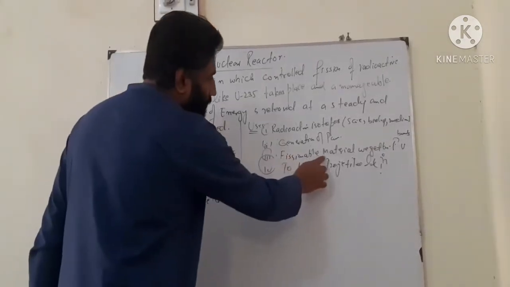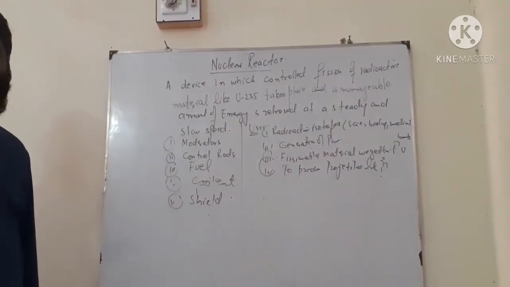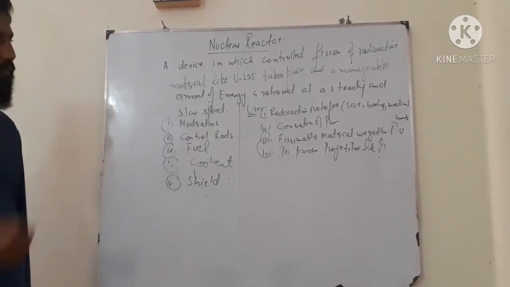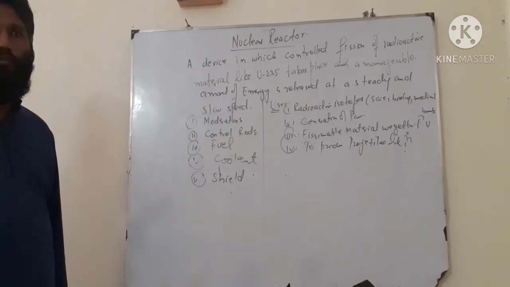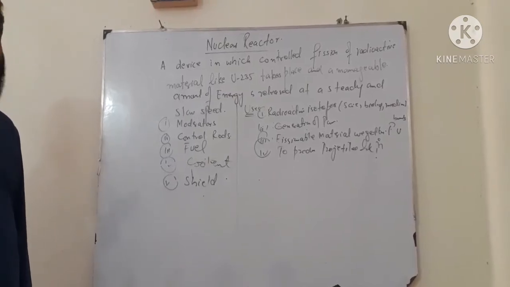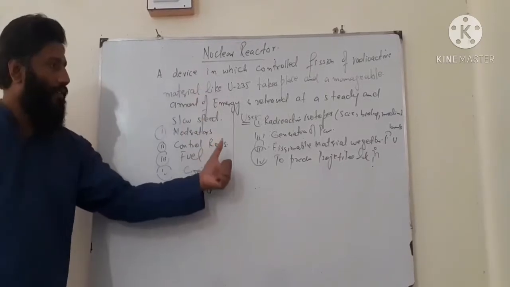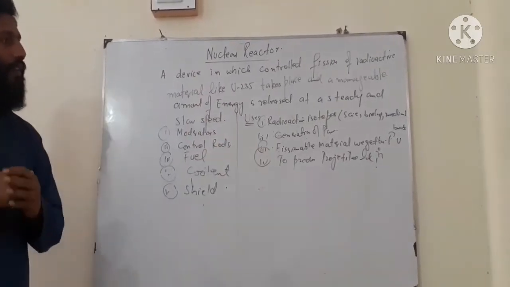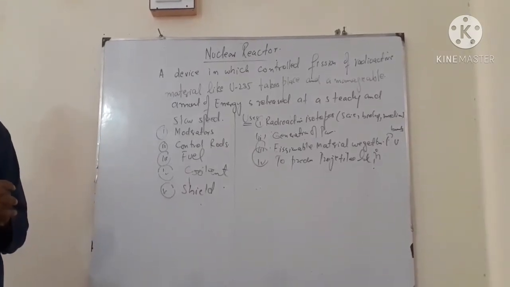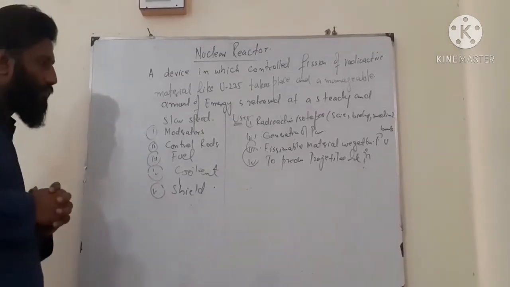Next, we get fissionable material. Sometimes nuclear reactors give us fissionable material that is used in atomic bombs. For example, plutonium. You know that the plutonium bomb is a nuclear bomb, and plutonium we can get from breeder reactors. So nuclear reactors can also give us fissionable materials which are used for destructive purposes in nuclear bombs, nuclear weapons, and nuclear technology.